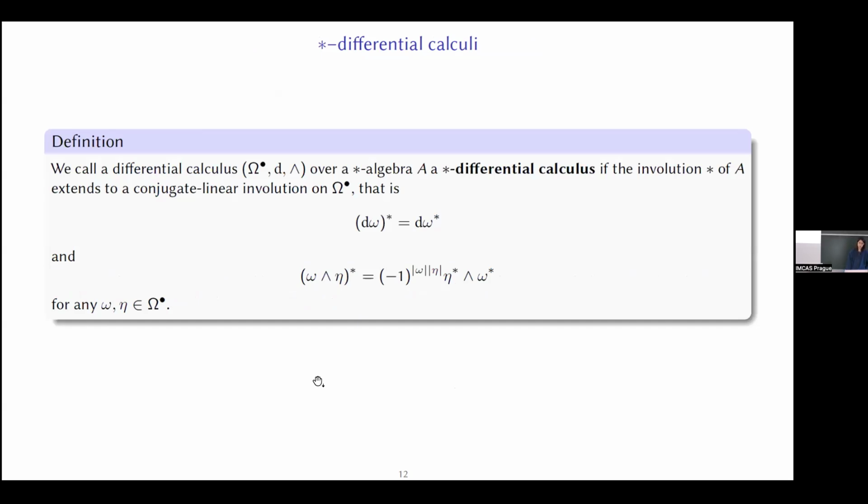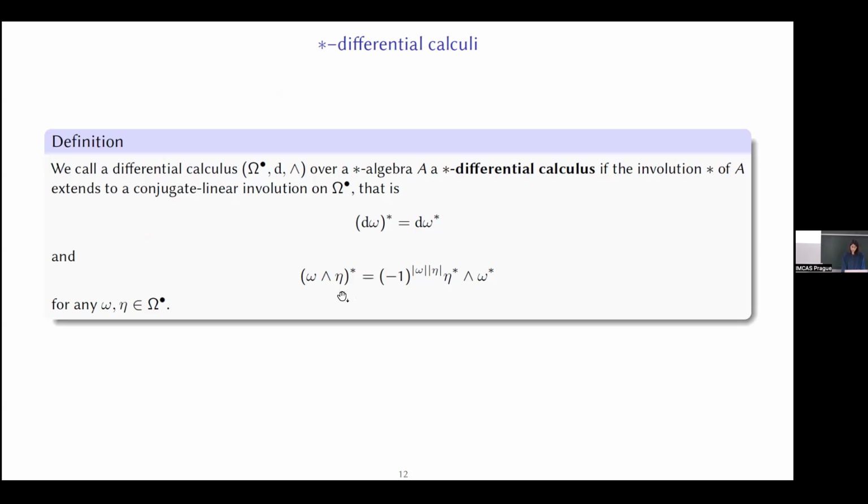Now we get to the definition of a complex structure. And for this, we need the notion of a star differential calculus over a star algebra. This is just a differential calculus (Ω•, d, ∧), such that the star involution operation on A is lifted to the level of the differential calculus like so: d(ω*) = (dω)* for every ω inside Ω•.